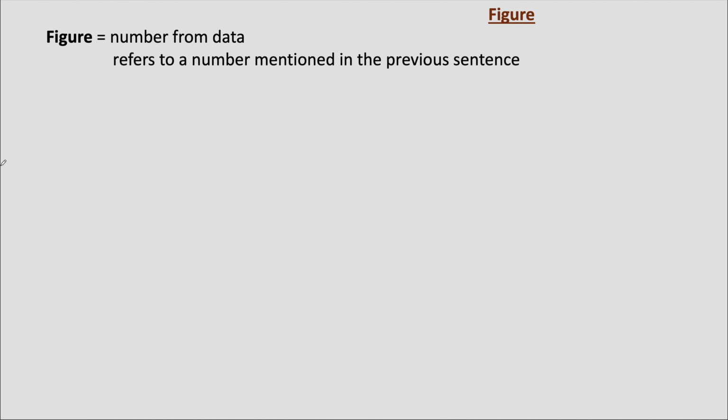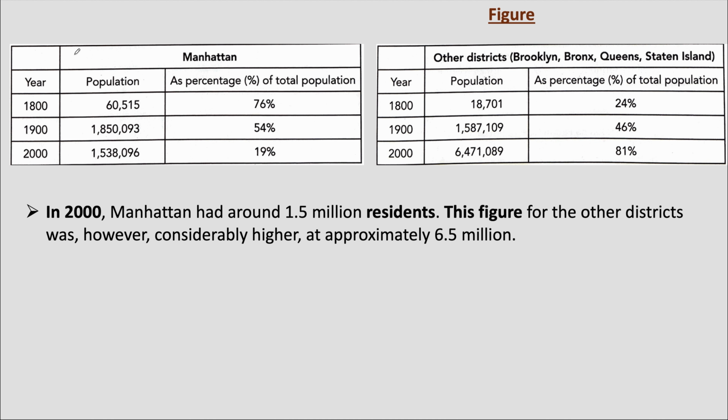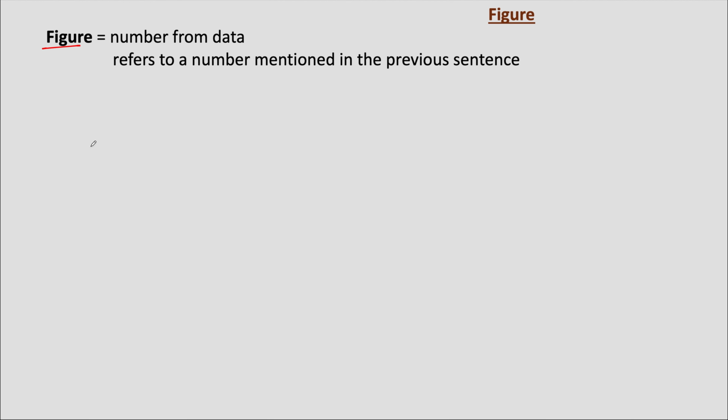Another very useful word is figure. Figure means a number from data. It simply means a number from the table or graph. It is one of the best words to avoid repetition in task 1. We often use it instead of repeating a long phrase. When we use the figure or this figure, it must refer to a number mentioned in the previous sentence.